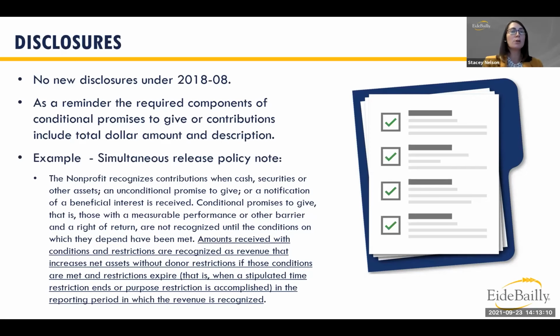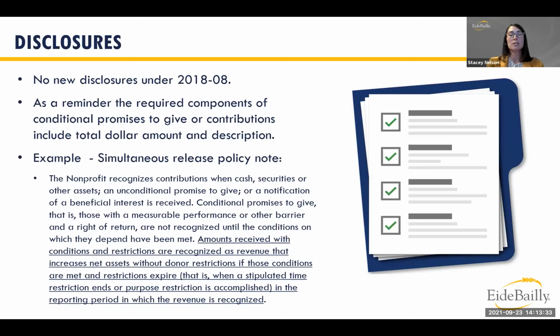As for disclosures, there were no new disclosures under 2018-08. We have seen, though, a couple of examples where the required information under the old rules was not being included. So you need to make sure in your disclosure you're including both the dollar amount and a description of the type of condition. We have an example here of what that wording would look like.